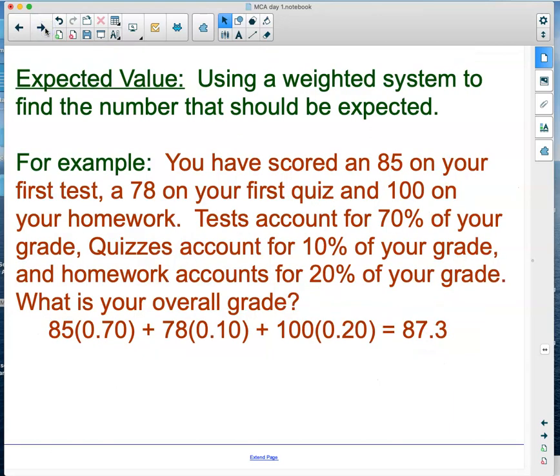Expected value. So it's been a while since you've seen this as well. And this is a weighted system to find the number that should be expected. So you can think of this kind of like your grades in this class where we have tests count for 80% of your grade and homework and quizzes count for 20%. So this says, for example, you've scored an 85 on your first test, a 78 on your first quiz, and a 100 on your homework. Tests account for 70% of your grade, quizzes account for 10% of your grade, and homework accounts for 20% of your grade. What is your overall grade?